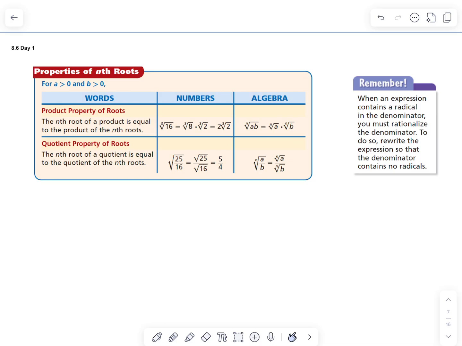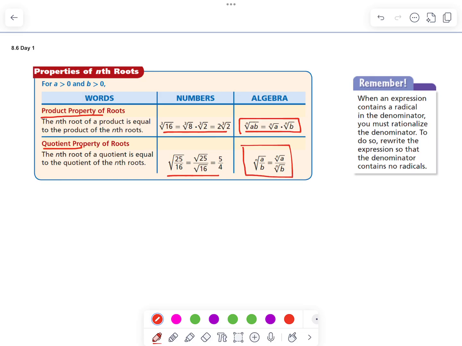Here are 2 properties. We have the product property. Here's an example. And we can separate out the 2 radicals or combine them back together. The second one is our quotient property. Here's an example. We can combine them together or separate them out.